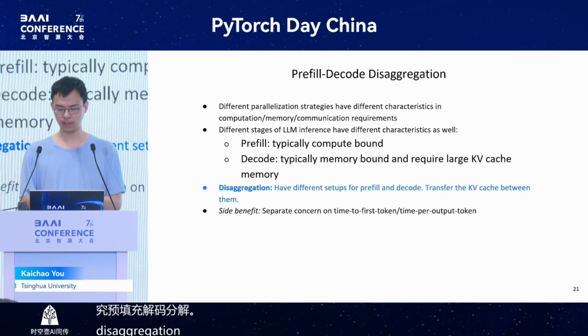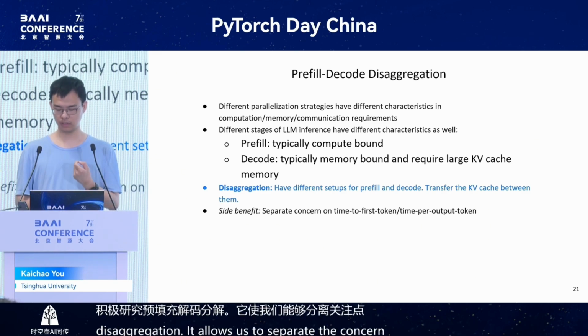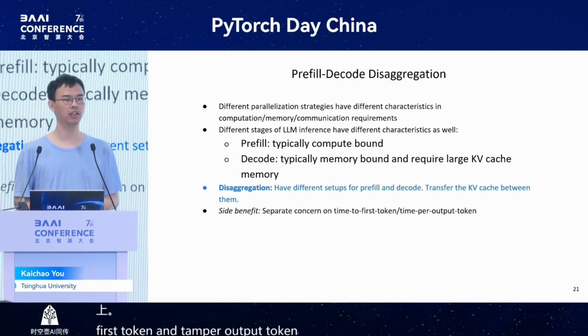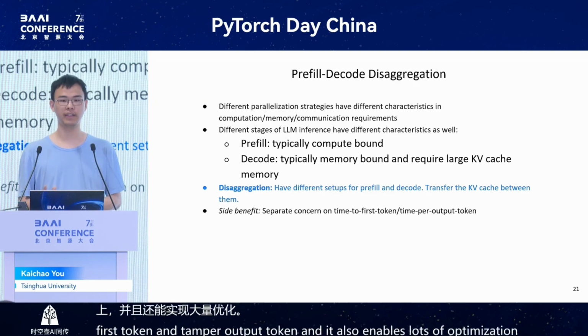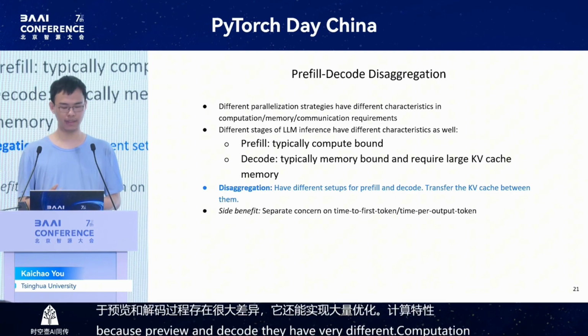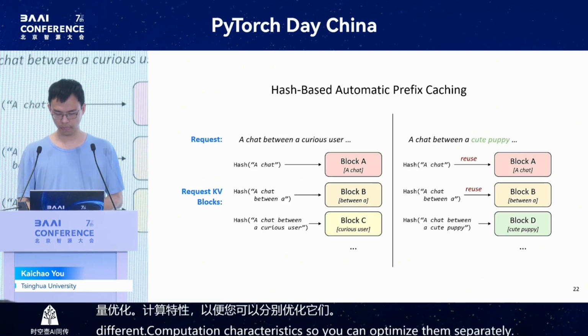It allows us to separate the concerns of time to first token and time per output token. It also enables lots of optimization, because prefill and decode have very different computation characteristics, so you can optimize them separately. And there are lots of inference optimizations in vLLM.